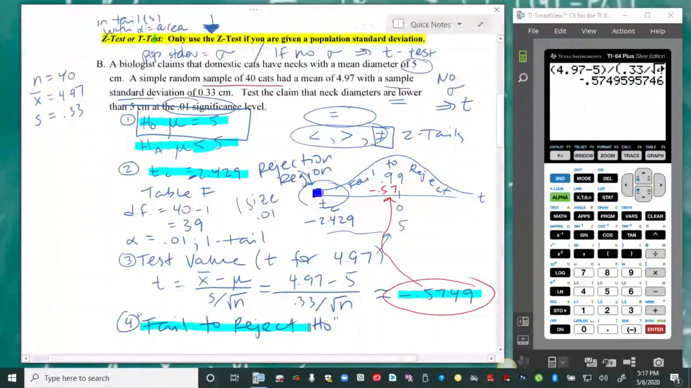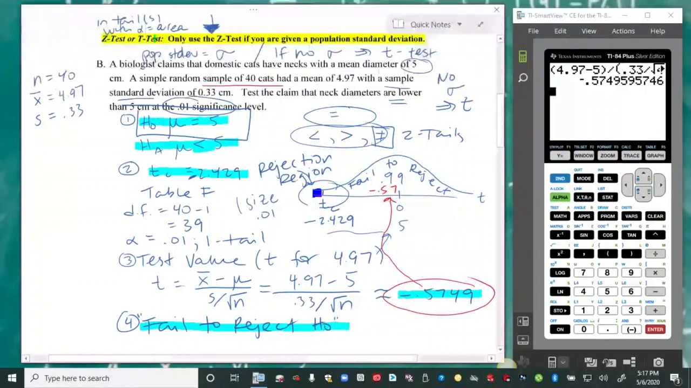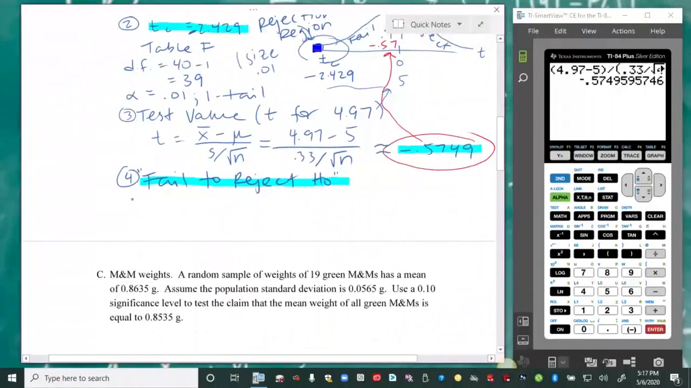It's like writing an essay, right? I need all of these pieces to construct a full hypothesis test. And then finally, I need to summarize, and that's answering the question. So test the claim that the neck diameters are lower, and by lower we always mean significantly lower. They were a little bit lower, but not significantly so. Of course it's always going to be different, so that's just a matter of being off because of chance.